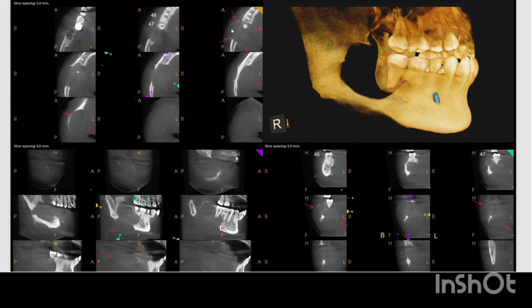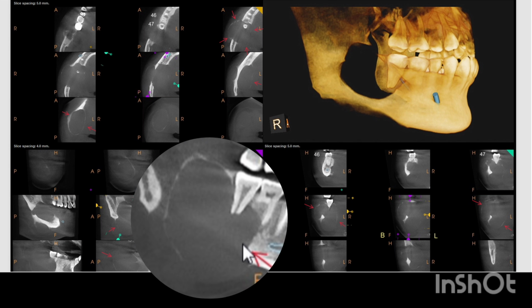Now, apart from expansion, if I talk about the effect of this lesion on the adjacent anatomical structures as well as on the teeth, the mandibular canal is not traceable as it is involved within the defect. Moreover, for teeth 4-6 and 4-7, the root apices appear blunt, suggesting mild apical external resorption.